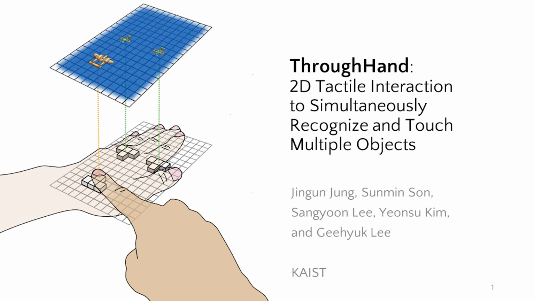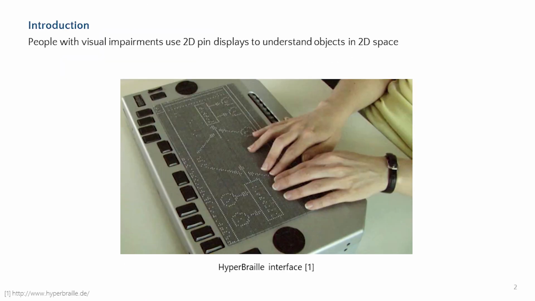Hello, my name is Sunmin Sun, and I'm here to introduce a novel tactile interaction that we call ThroughHand on behalf of the KAIST HCI lab. This is a 2D pin display. People with visual impairments use fingers to scan the 2D space and use buttons to manipulate the system state.